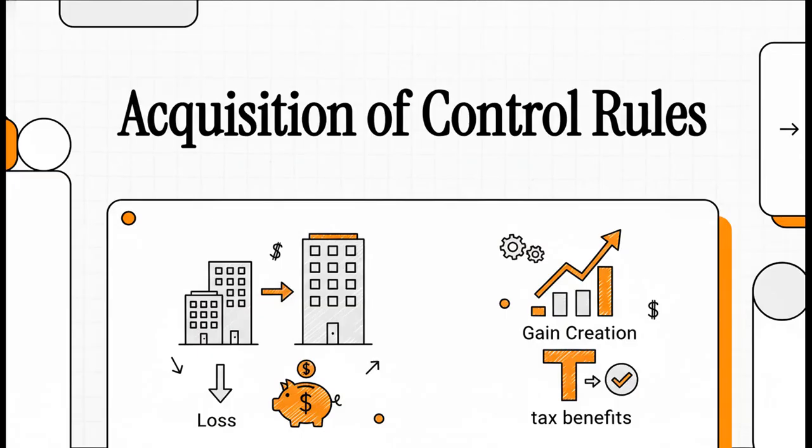Alrighty. Welcome. Today we're going to peel back the layers on a really fascinating and absolutely critical area of corporate tax, the acquisition of control rules. This is where business strategy and tax law really collide. And for anyone involved in mergers and acquisitions, understanding these rules isn't just helpful, it's essential.